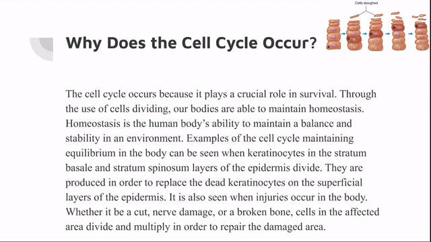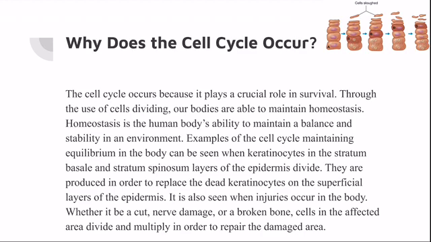in an environment. Examples of the cell cycle maintaining equilibrium in the body can be seen when keratinocytes in the stratum basal and stratum spinosum layers of the epidermis divide. They are produced in order to replace dead keratinocytes on the superficial layers of the epidermis.